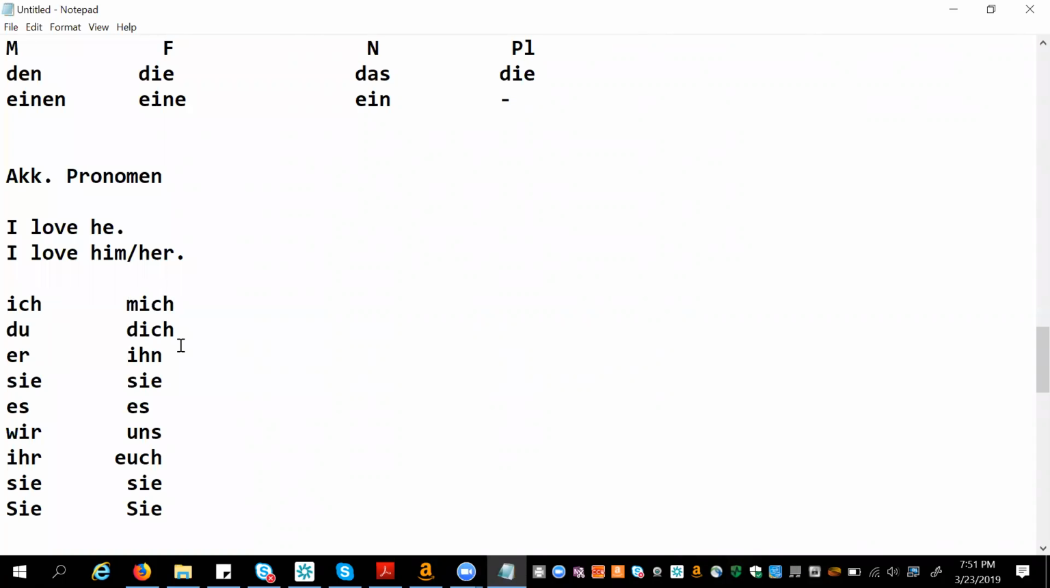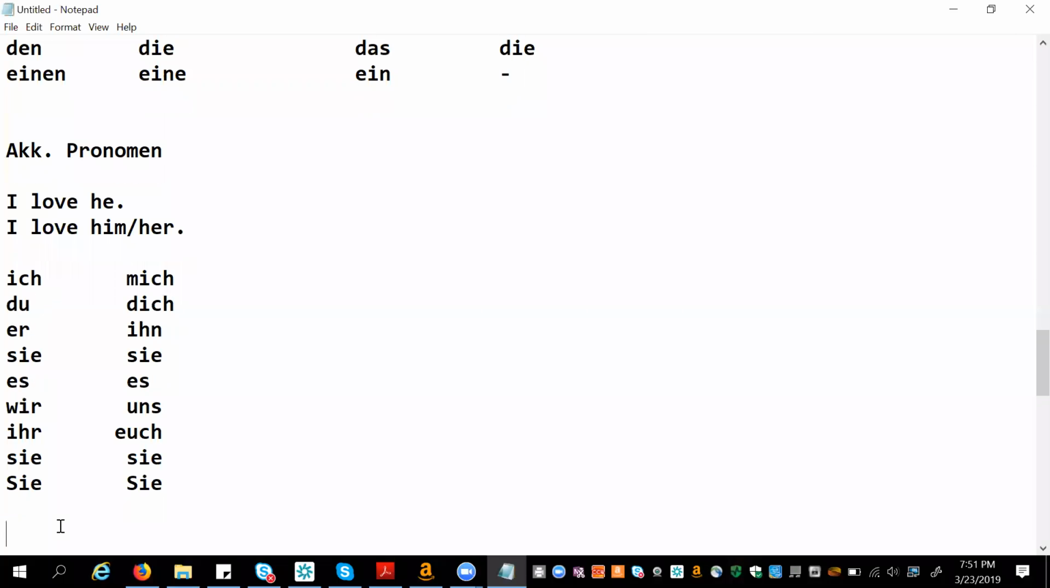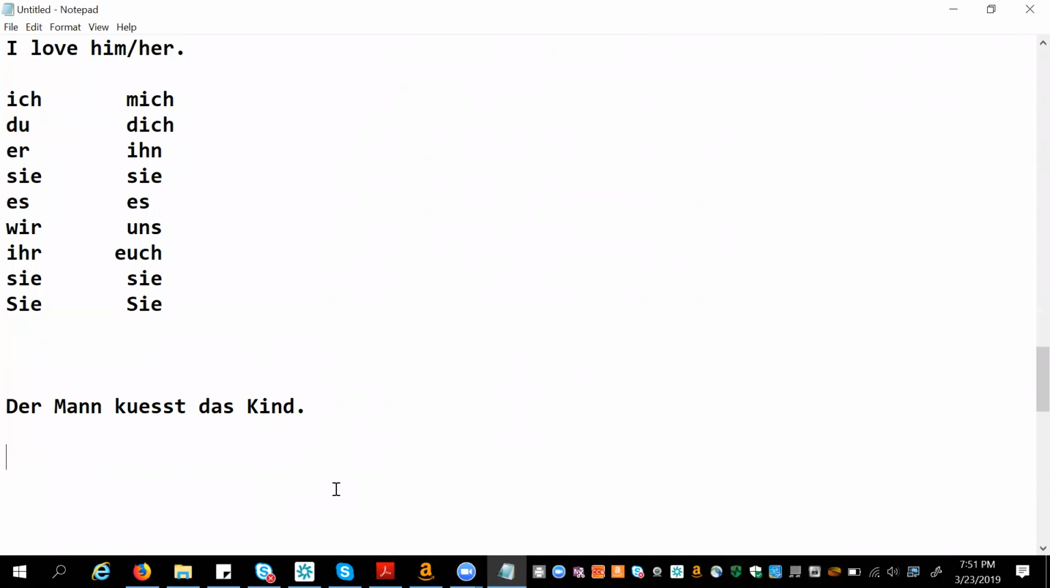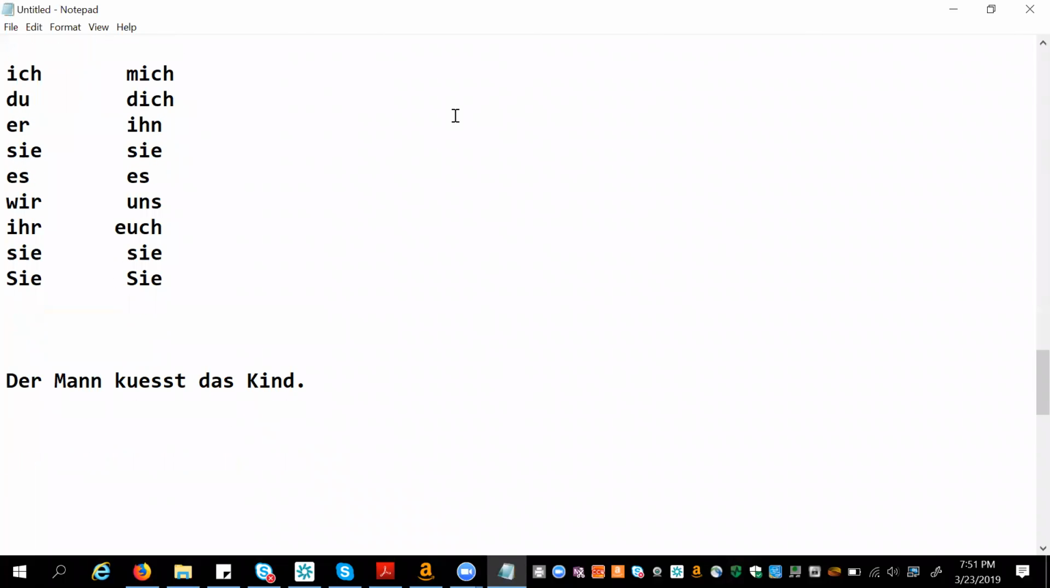Now let's take an example, then you will understand in a better way. Der Mann küsst das Kind. The man kisses the child. So who or what is being verbed in this sentence? The man kisses the child. So the child is the direct object, right? Perfect. Das Kind is the direct object.